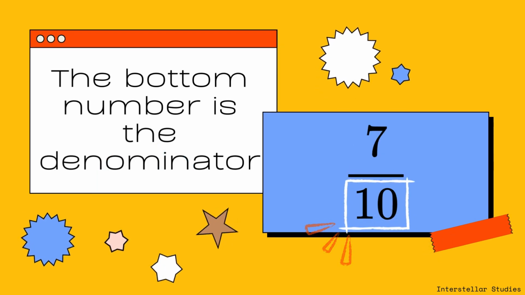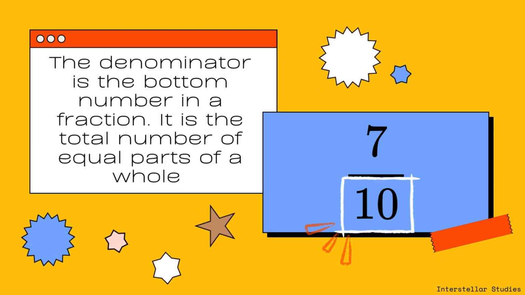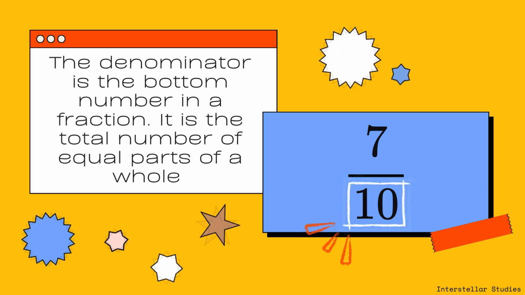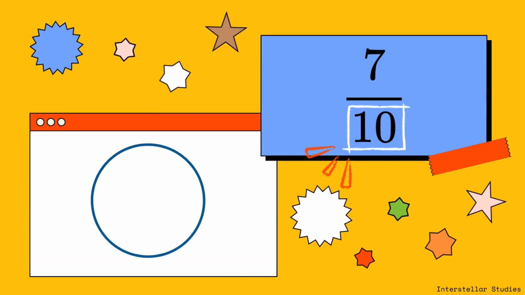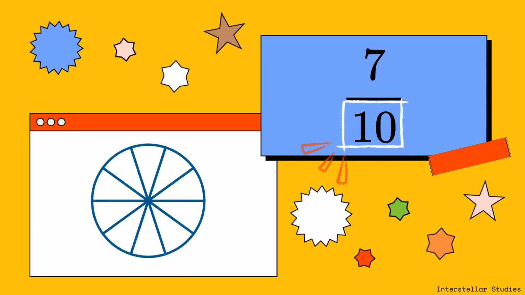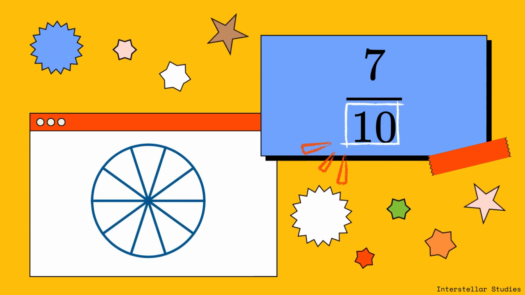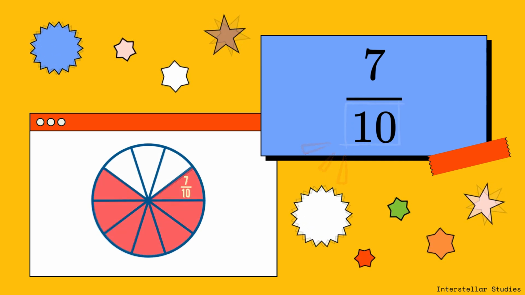The bottom number is the denominator. It is the total number of equal parts. In this fraction, the denominator is 10, meaning we have 10 total parts. So we will split this whole into 10 different parts. It's like cutting one whole pizza into 10 smaller equal parts. Since the numerator is 7, we will shade 7 sections of this circle.